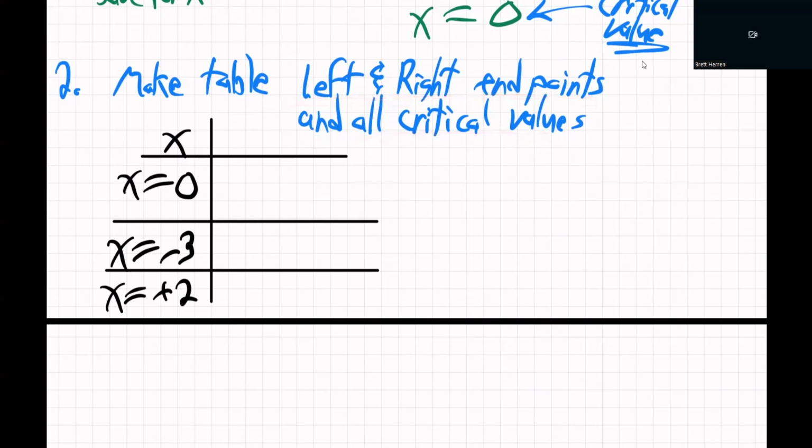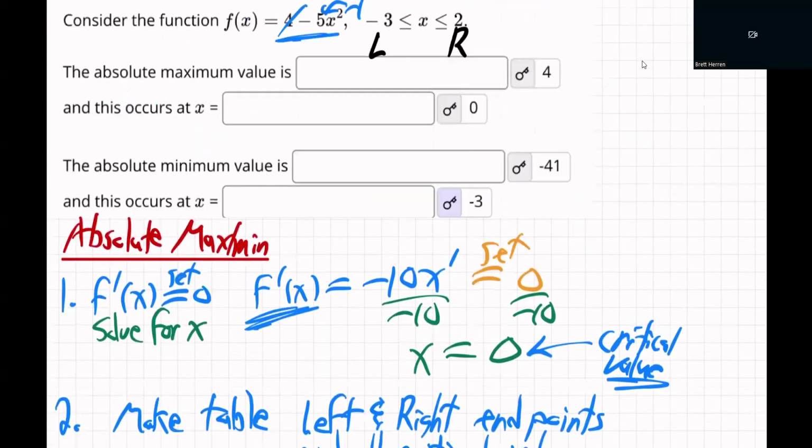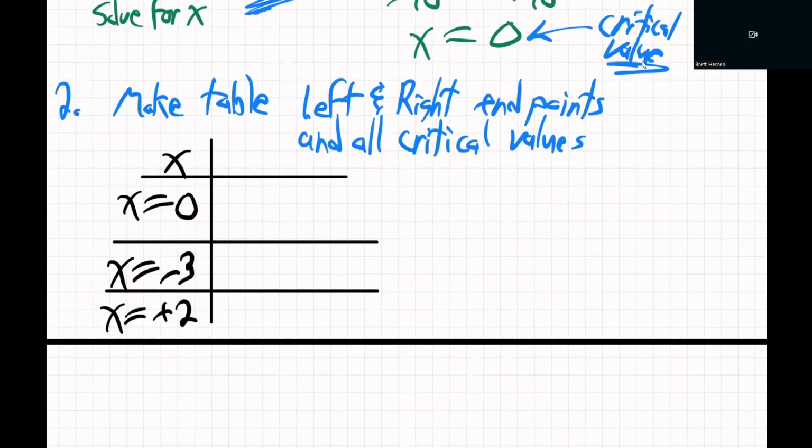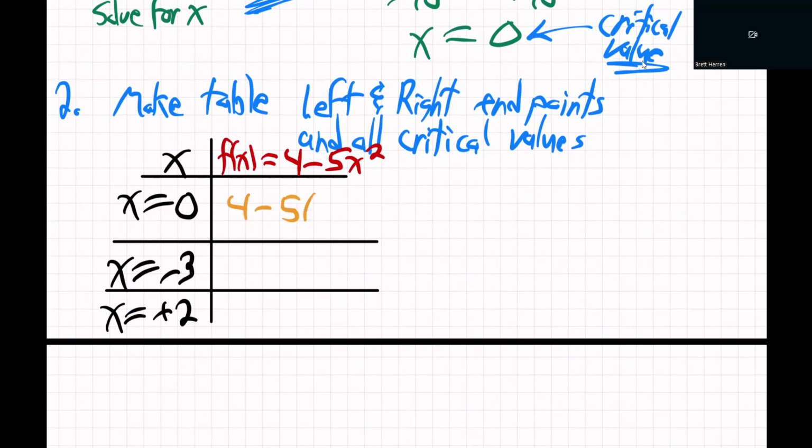And what's going to be on the other side? The function f of x, 4 minus 5x squared. And then just plug them in. Literally just plug them in. So 4 minus 5 times 0 squared. That's just 4. And then the next one is 4 minus 5 times negative 3 squared.